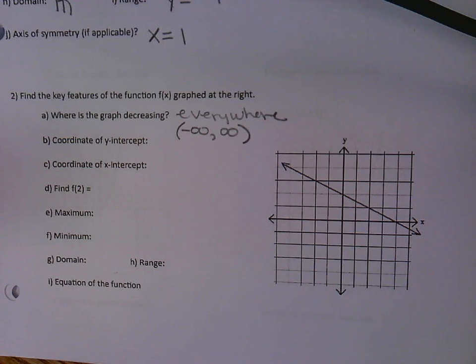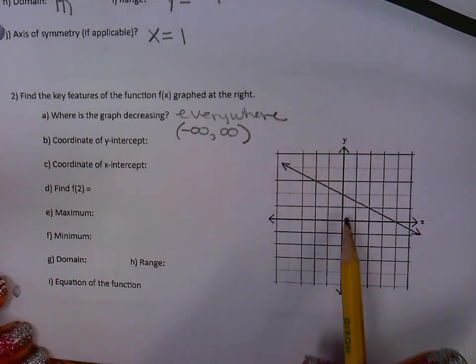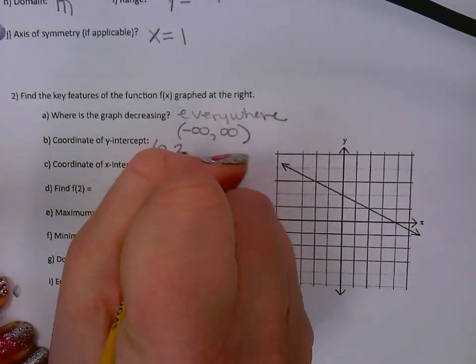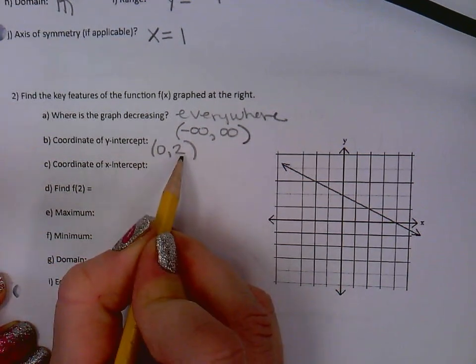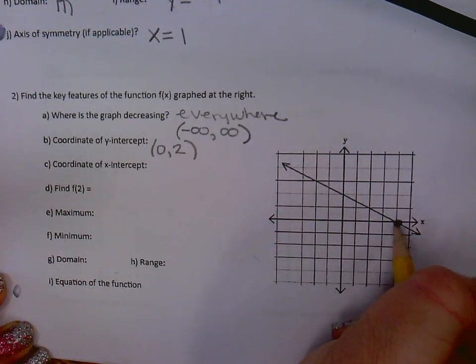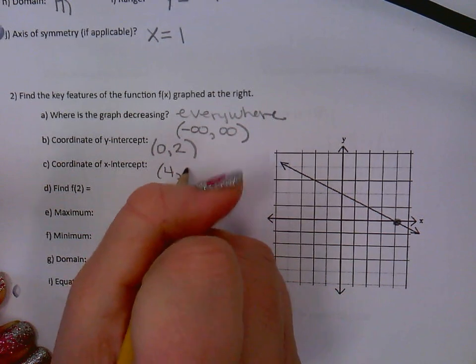All right, the y-intercept, what, 0, 2. How did you do writing the actual coordinates? And then let's see, the x value looks like 4, so I write 4, 0.